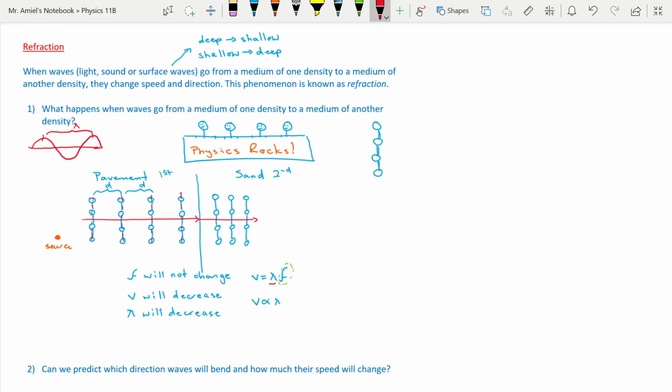Okay, so this is going to be the same if we've got waves going from deep water into shallow water. We're going to have the same thing. We're going to have these waves come along, and they're going to bunch up on each other. Velocity is going to change. Wavelength is going to change. Frequency is going to stay the same.